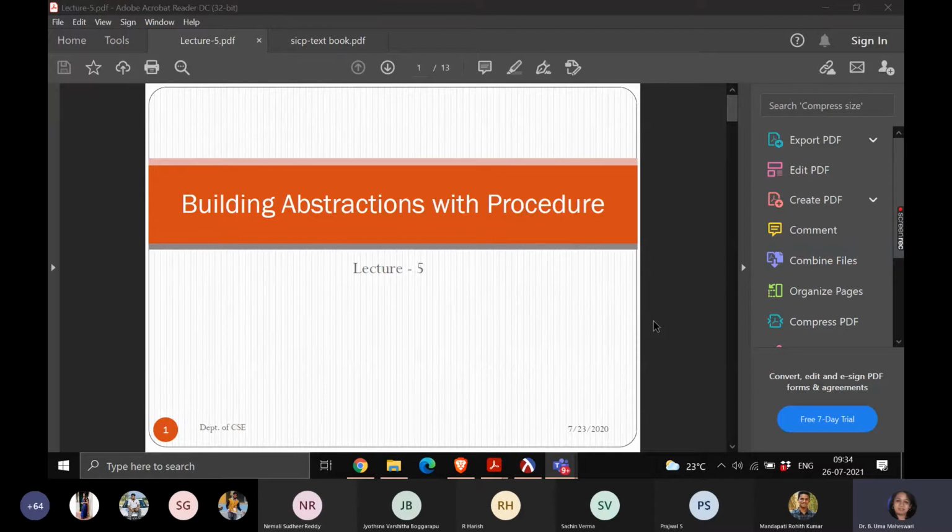Okay, so today's session is about procedure abstractions, how to build abstractions with procedures. This session is about how to calculate the square root of a number. Let us take that example and we can better understand what is meant by procedure abstraction. How will you calculate the square root of a given number? Students, please, what is the method you will adopt? How will you calculate the square root of a number?